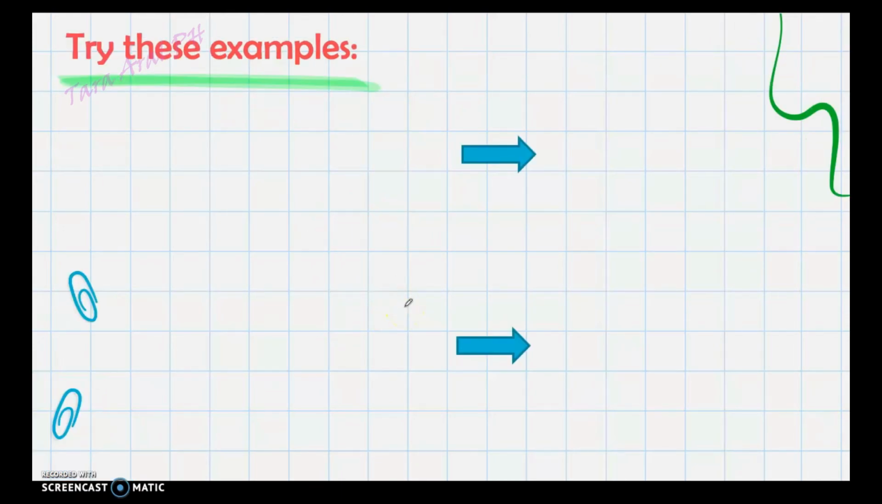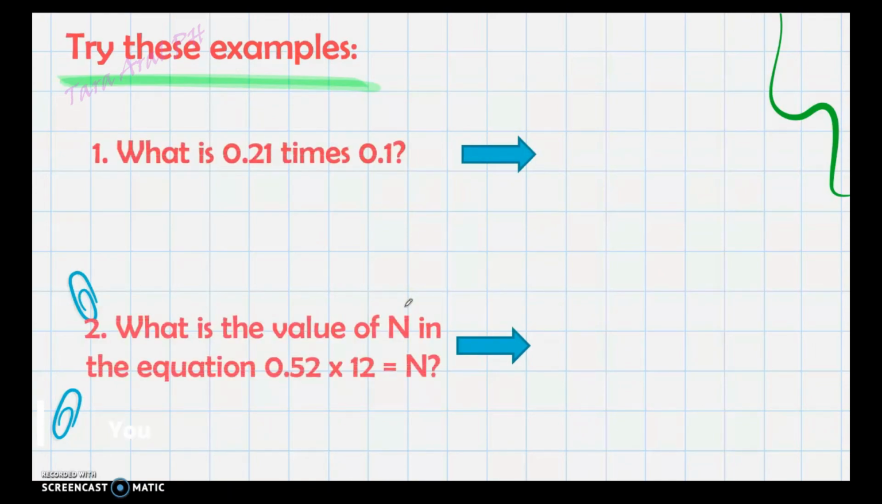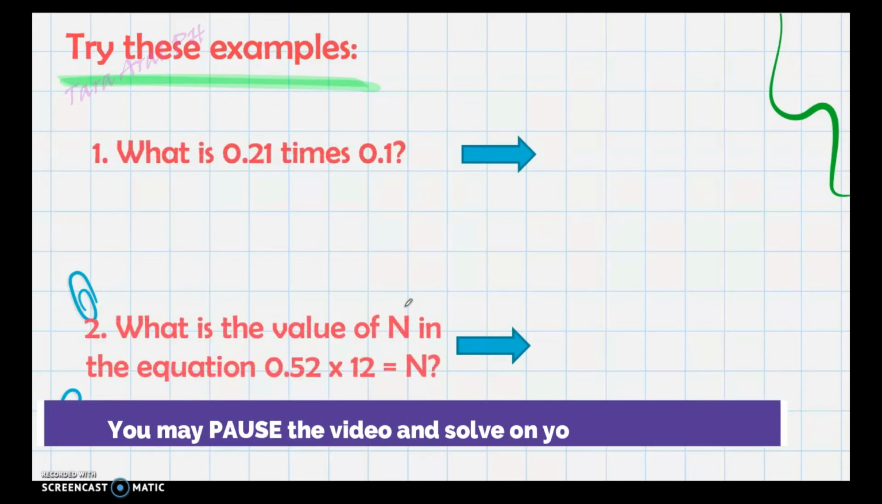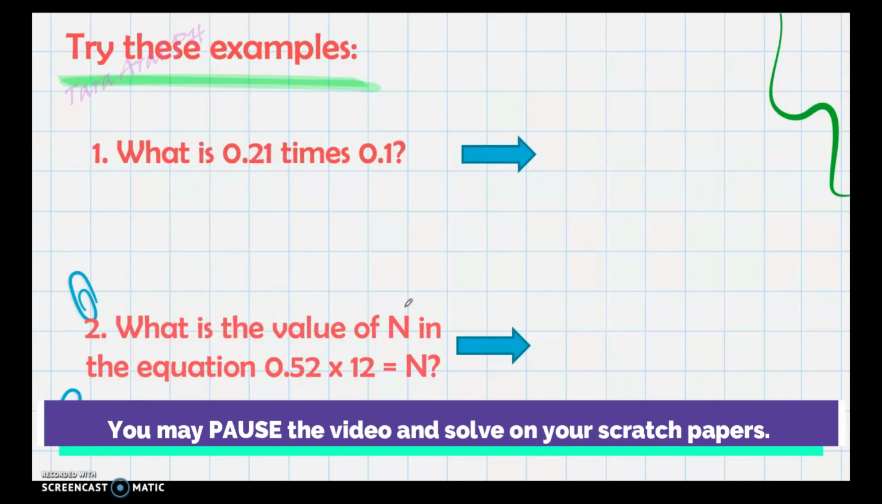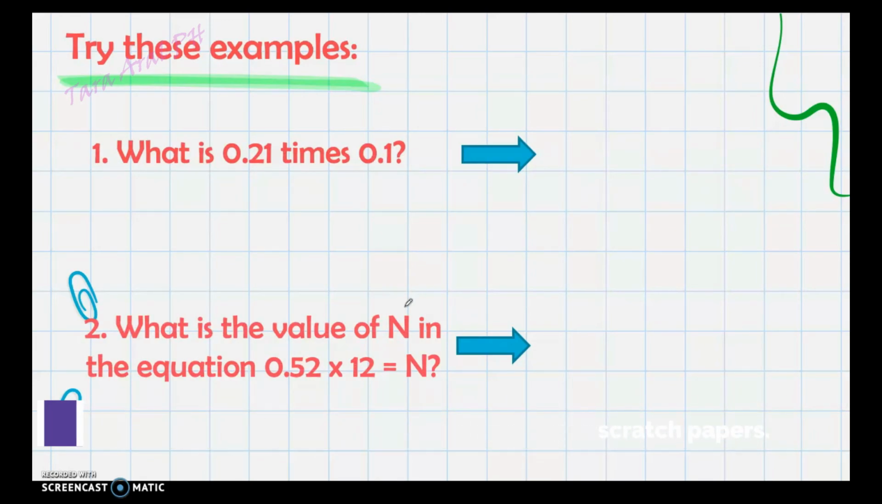You may also try these examples. And let's see if your answers are correct. For number 1, the answer is 0.021, and for number 2, it's 6.20.